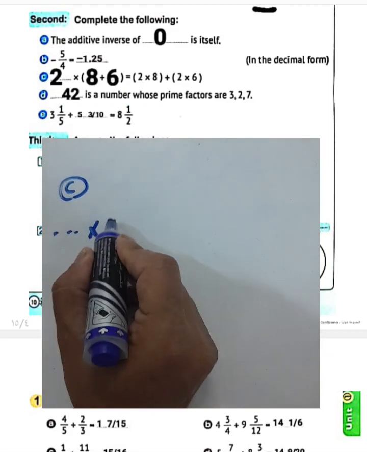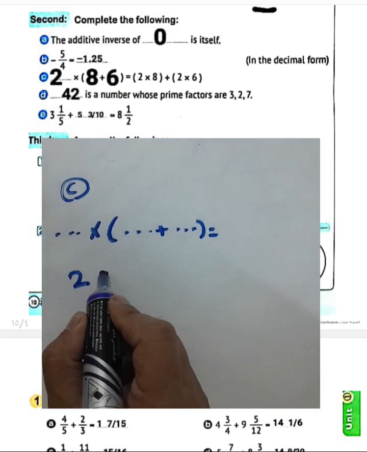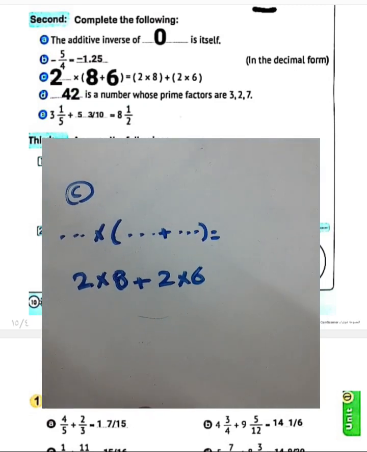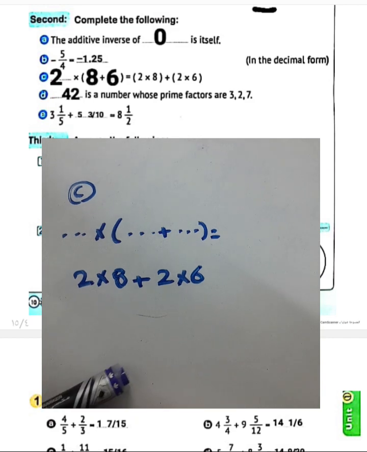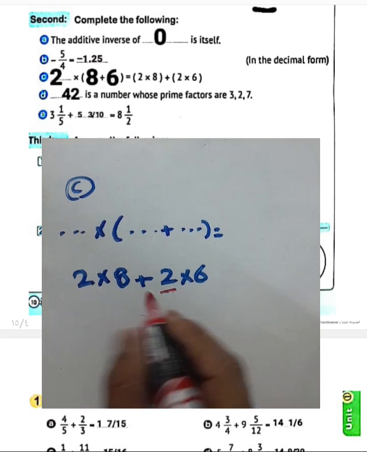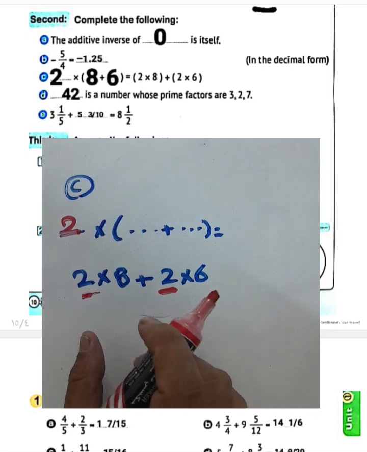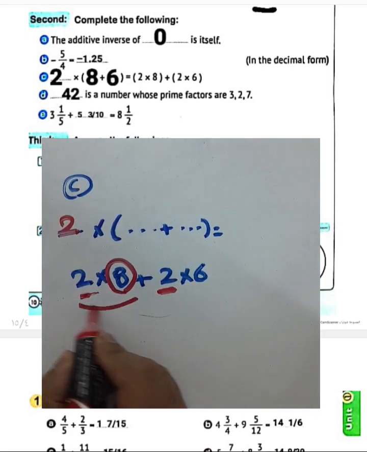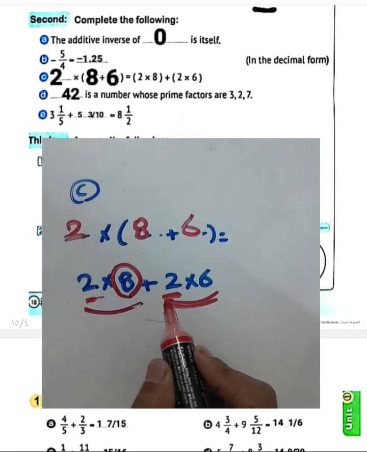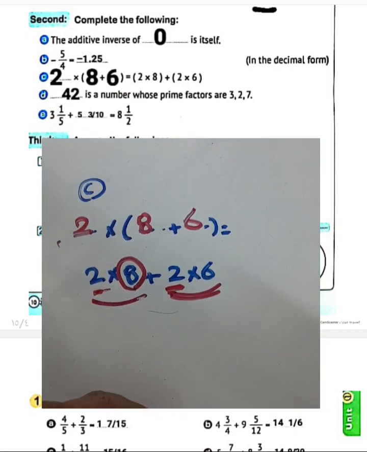Blank multiplication by blank plus blank equals 2 multiplication by 8 plus 2 multiplication by 6. He used the distributive property here. Look with me. In this example, we have a repeated number: 2 was repeated. The repeated number, you must write it outside. The remainder of the first term will be 8, and the remainder of the second term will be 6. He used the distributive property here: 2 times 8 and 2 times 6. Question letter D.